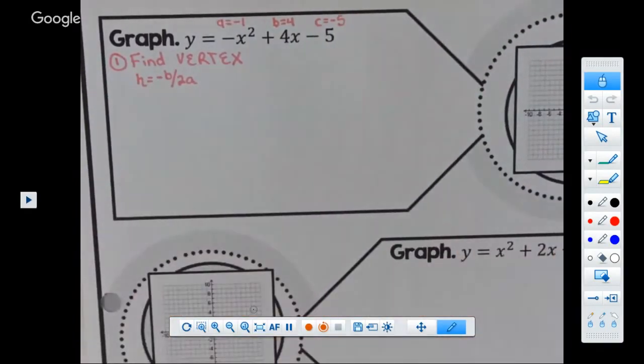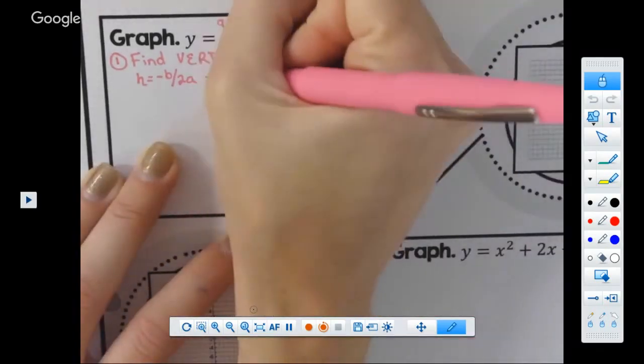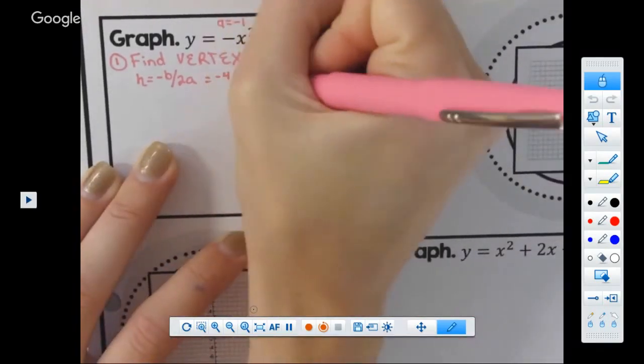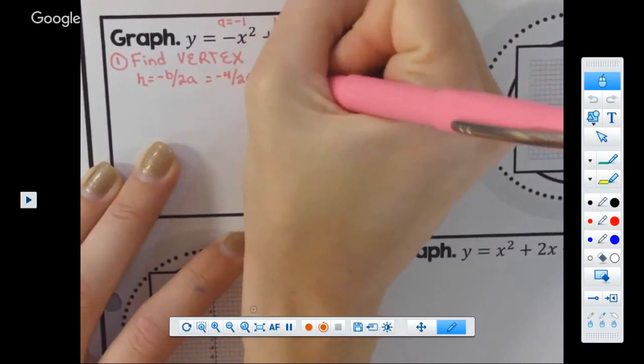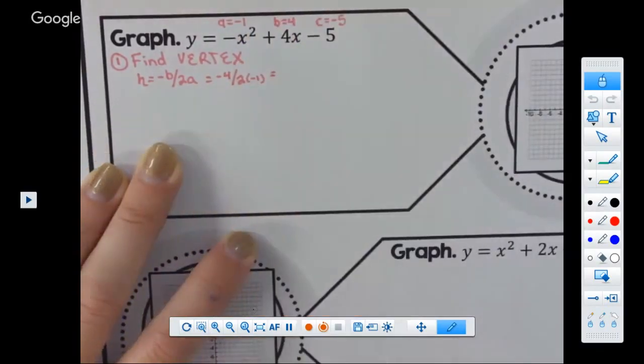Okay, so I'm going to do this first one for you, and then the second one on the page, I'm going to let y'all try it. Okay, practice. I promise. Everyone in the last class seemed to do pretty well with this. Okay, so I'm going to plug in negative 4 over 2 times negative 1.